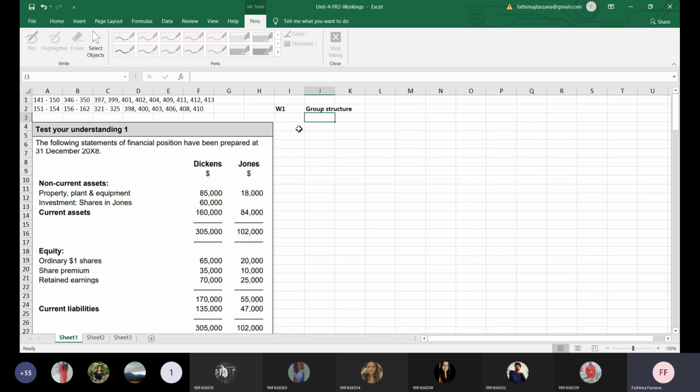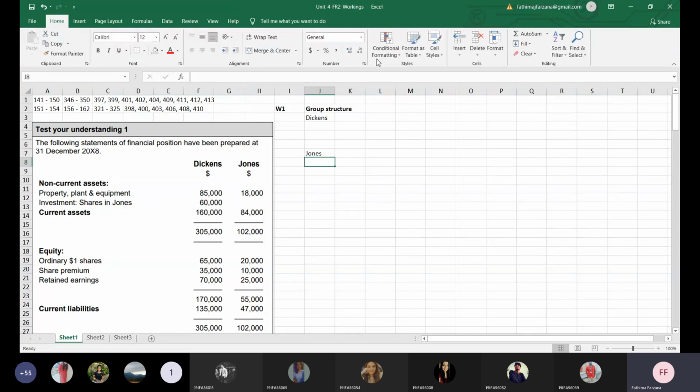So which are the companies we have here? Two companies, Dickinson and Jones. They normally write like this. I want to find out how you people drew and showed that, whether you drew it or just showed how much Dickens is holding and how much Jones. What option was given in the exam, the Excel spreadsheet? That's the reason I want to know.